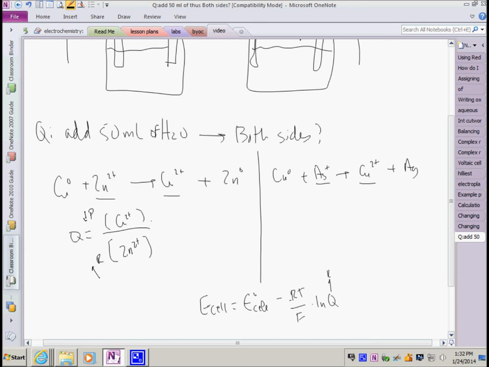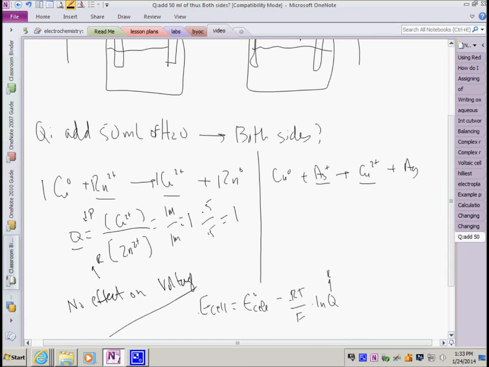But in this case, we are going to add water to both sides. So I have, let's say, 1 molar and 1 molar, which would give me a Q equaling 1. If I add water to both sides, let's say I drop to 0.5 divided by 0.5, my Q still equals 1. So for this reaction, where my coefficients are 1, 1, 1, and 1, adding water to both sides has no effect on the voltage.